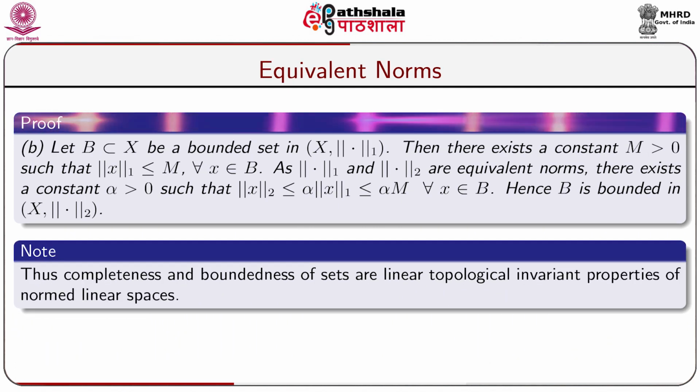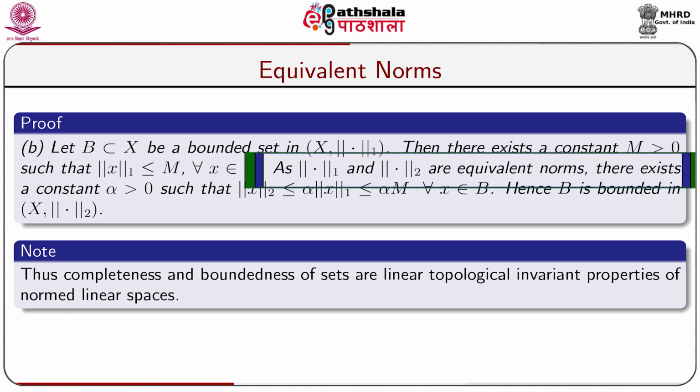Now, for the proof of B, let B be a subset of X and it is bounded in X under the norm 1. Then there exists a constant capital M greater than 0 such that norm of x under the norm 1 is less or equal to M for all x belonging to capital B. As norm 1 and norm 2 are equivalent norms, there exists a constant alpha greater than 0 such that norm of x under norm 2 is less or equal to alpha times norm of x under norm 1, which is again less or equal to alpha into capital M for all x belonging to capital B. Hence, B is bounded in the linear space X under the norm 2.